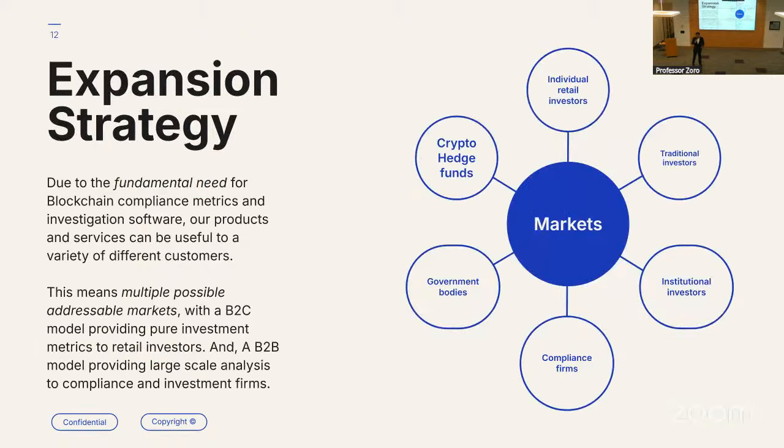The expansion strategy here is fairly straightforward. Like I said, this market is massive, and there are many, many people that have their interest set on this field. There are government institutions that would like to do this kind of analysis for compliance reasons. There are investment firms, like we mentioned, and retail investors. There's a massive variety in the kinds of customers you can get.